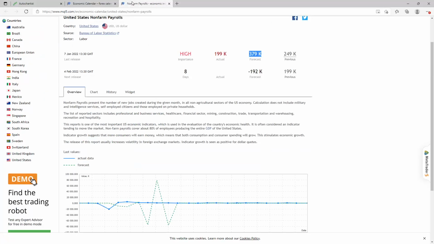So looking a little bit deeper on the non-farm, you see here that I've highlighted the forecast already. Why is this so important? It's because the difference between the forecast and what actually happens when the news comes is what's going to impact the market. So there's two things we have to check. Number one is if it's an increase from the previous, and if it's below or above the forecast.